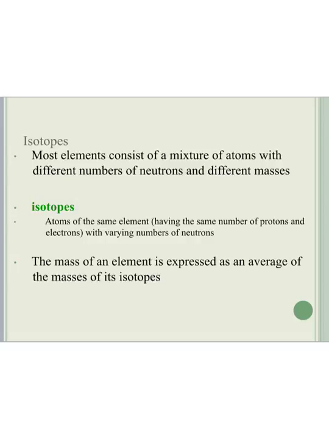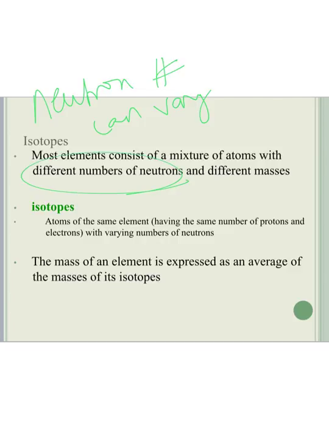Now, atoms are not always going to have the same number of neutrons. So neutron number can vary. Now, proton number can never vary. If we have a carbon atom, it's always going to have 6 protons. But we might have a carbon atom with something other than 6 neutrons. So most elements are actually a mixture of atoms with different numbers of neutrons and therefore different masses.